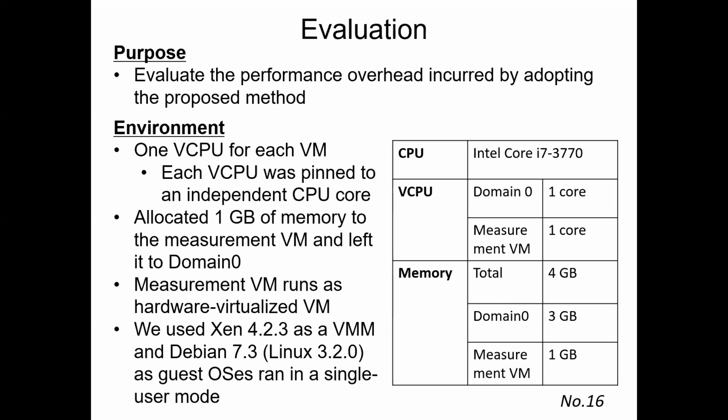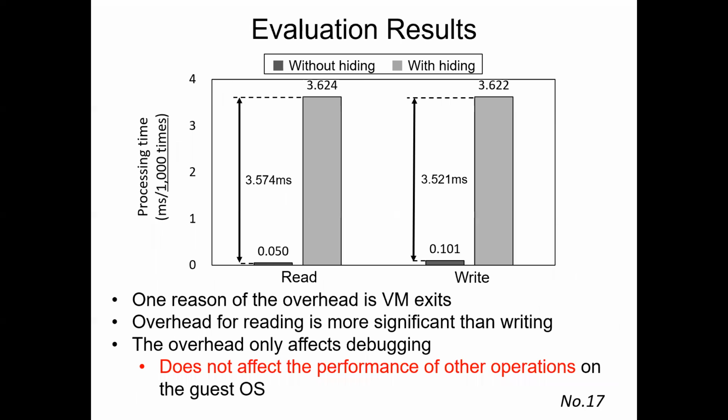We evaluated the proposed method from the viewpoint of performance. We measured the performance overhead incurred by the proposed method. The table shows the environment for evaluation. We allocated one vCPU to each VM and 1 GB memory to the measurement VM. And we used Xen as a VMM and Debian 7.4 as the guest OS.